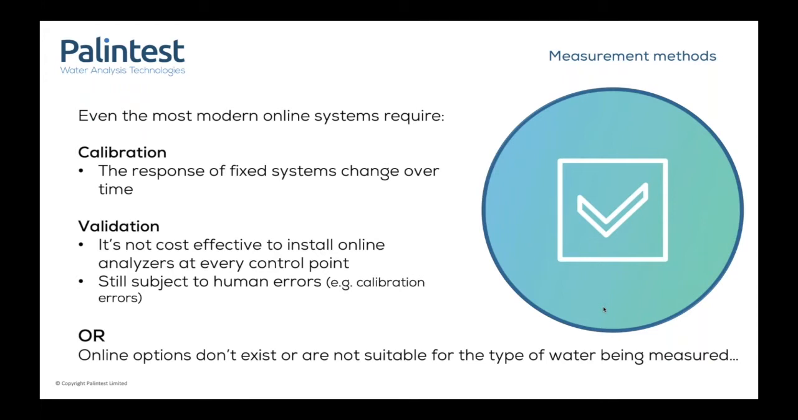And then for food and beverage in particular, a lot of the probes just aren't practical or they don't exist. Food and beverage water is interesting. It has a lot of organics. And when you have a fixed probe, it tends to foul incredibly quickly. And that fouling degrades the calibration. Oftentimes, that degradation is so fast, it's not even practical to have an online technology in place. So a lot of food and beverage processors rely entirely on offline methods.